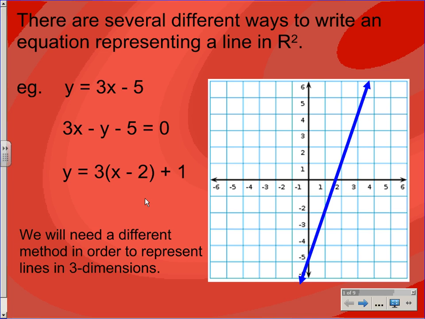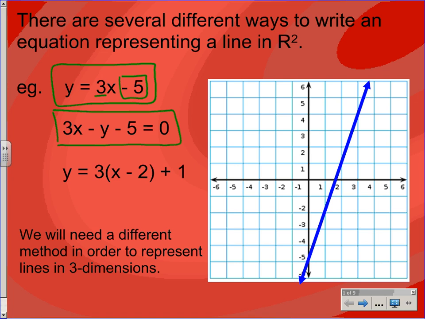The first one's the one you're probably most familiar with. That's your slope y-intercept form. So your slope is the 3, and the y-intercept is the -5. Right? In grade 9, we're used to that. We plot the y-intercept, use the slope to get the rest of the points. The second equation there is the equation written in standard form. And in standard form, you get everything on one side of the equation equal to 0. You use that a lot more in grade 10 when you're solving using elimination.